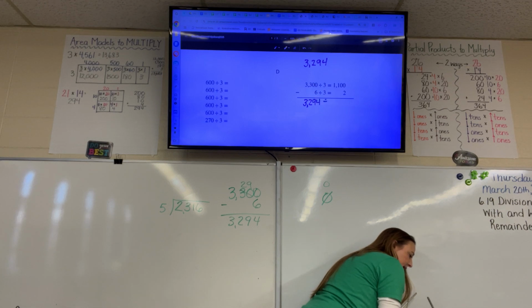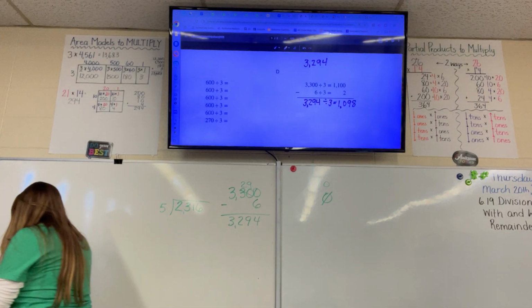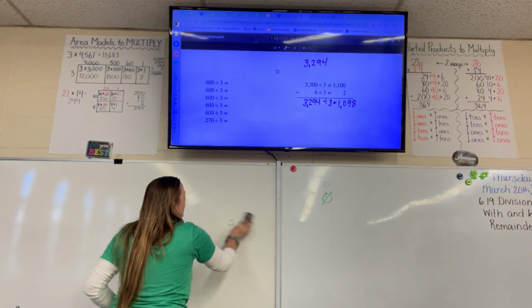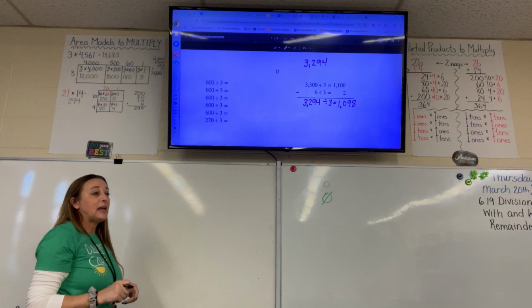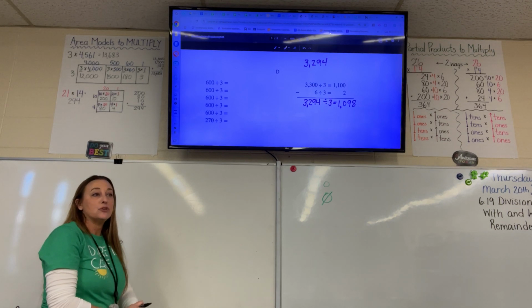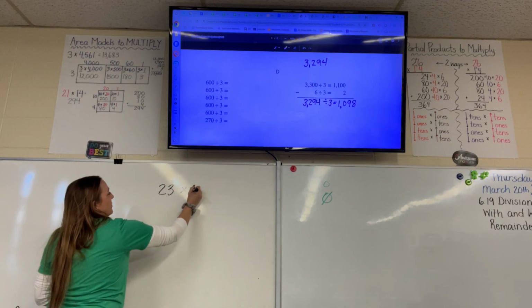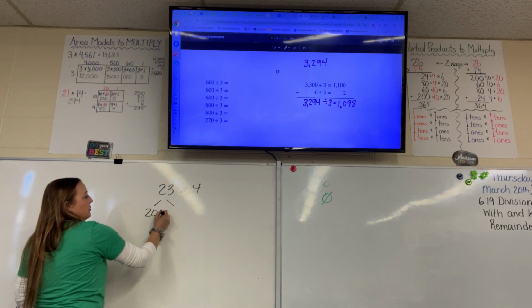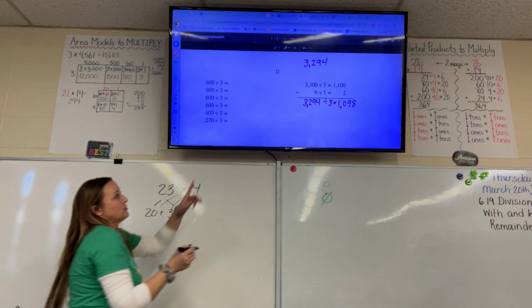3,294 divided by 3. And if we do 1,100 minus 2, that equals 1,098. This is really similar to when we were splitting multiplication problems all year long, how I've told you we could, if you don't know how to multiply, you can multiply by splitting it into 20 plus 3 and multiplying each part by 4, right? So that's what she did here.